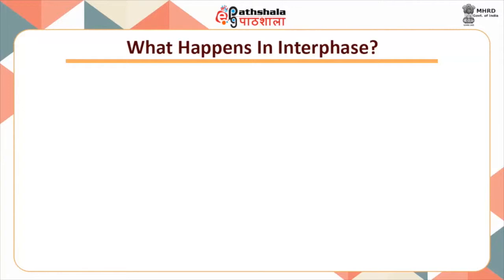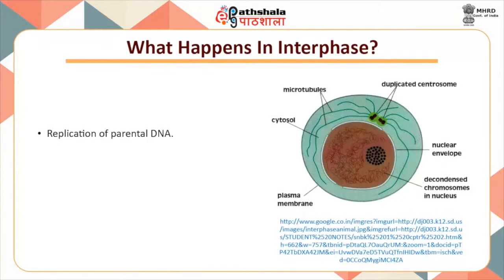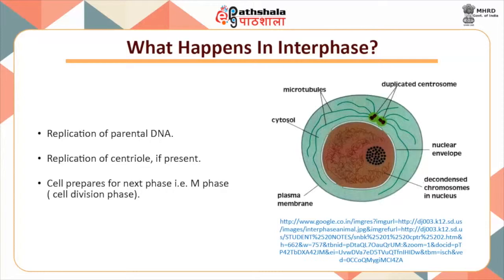Let's quickly summarize all the events occurring during interphase of the cell cycle. It involves replication of parental DNA, and replication of centrioles if present. A few animal cells, like the early mouse embryo, and cells of higher plants lack centrosome; still, all these can form a bipolar mitotic spindle. Ultimately, the cell prepares its machinery for M phase, that is the actual division phase.